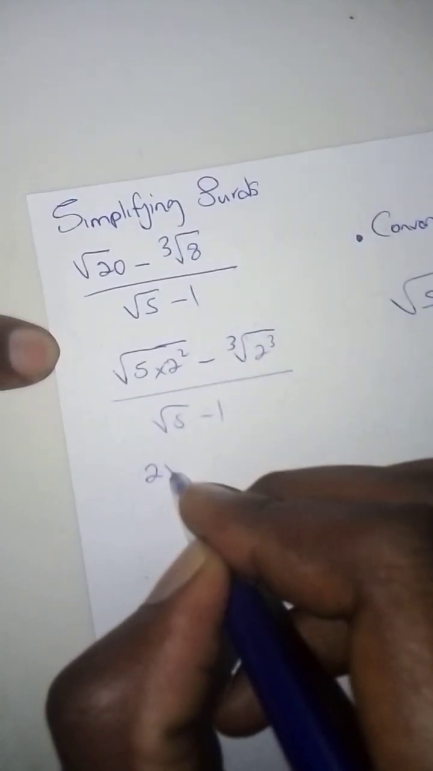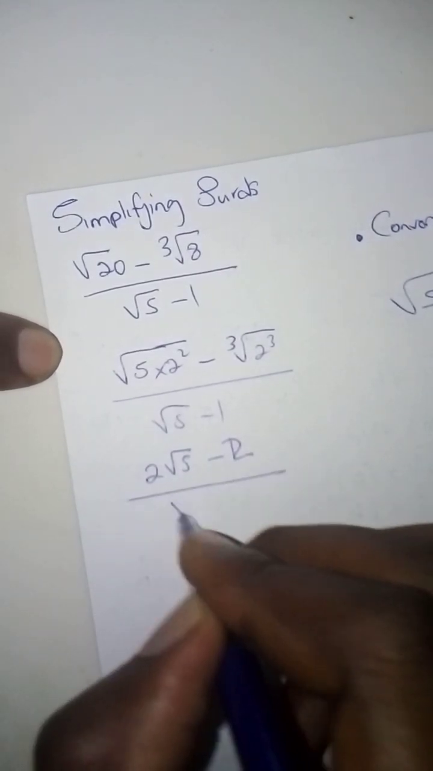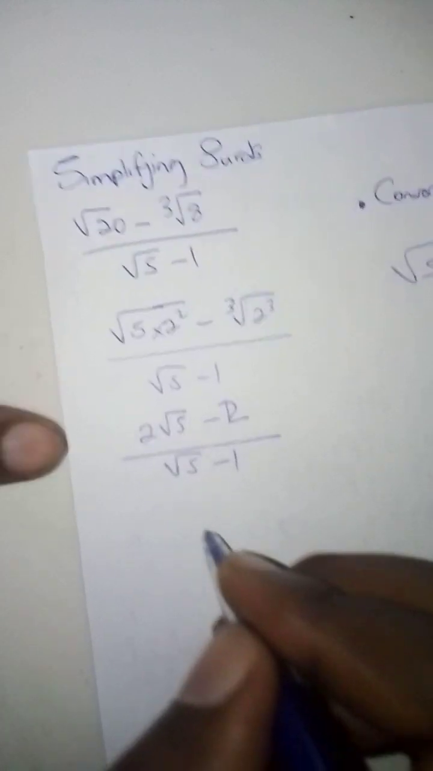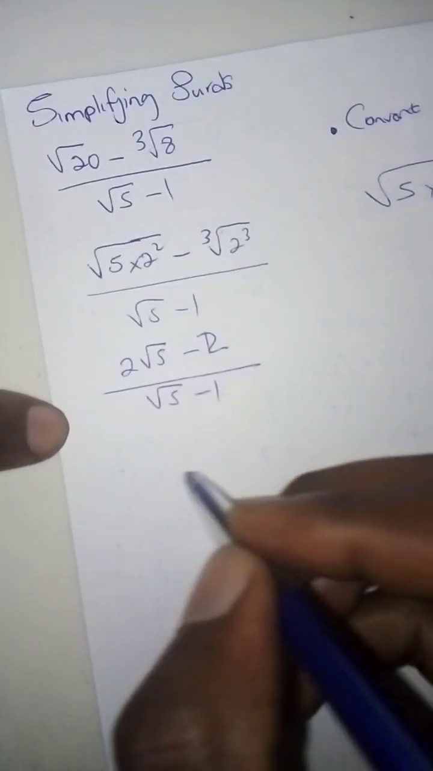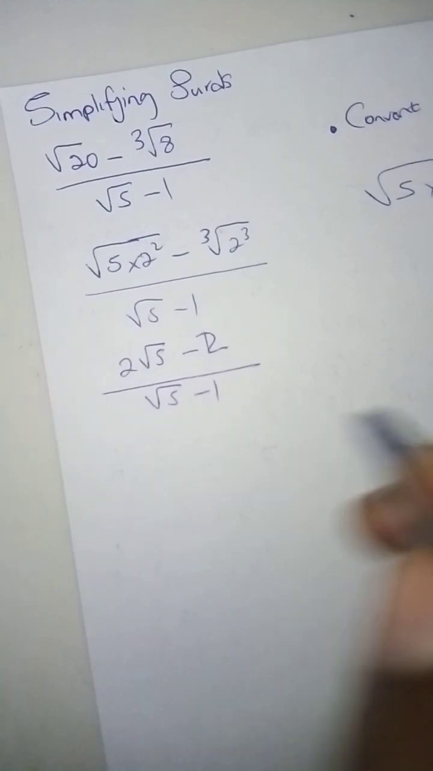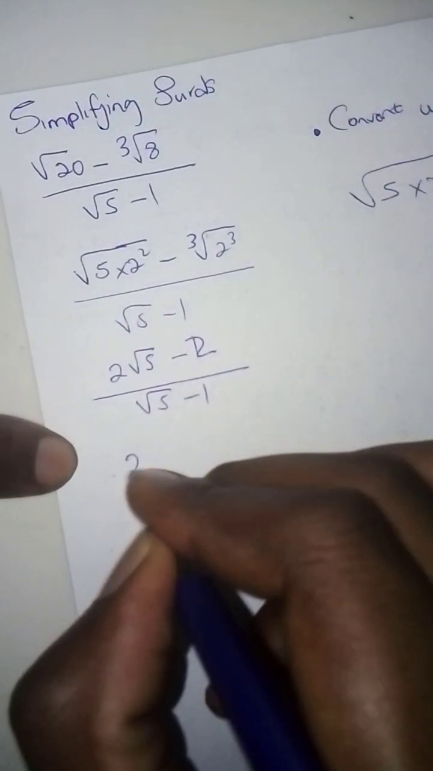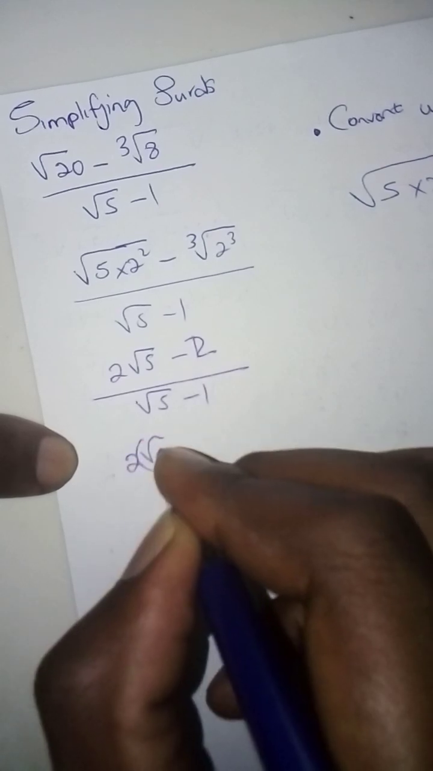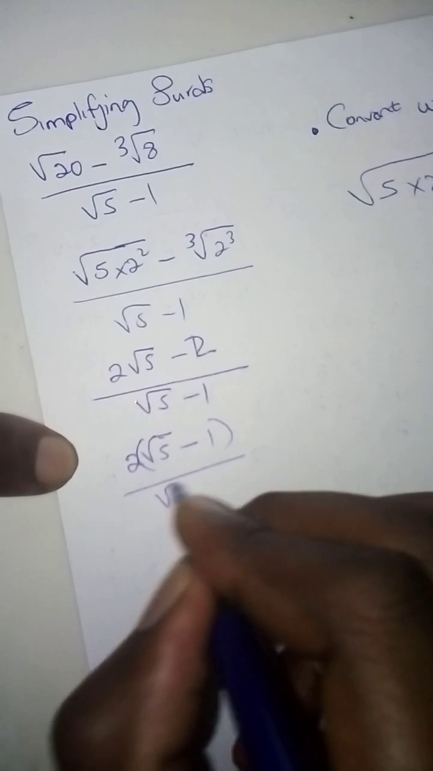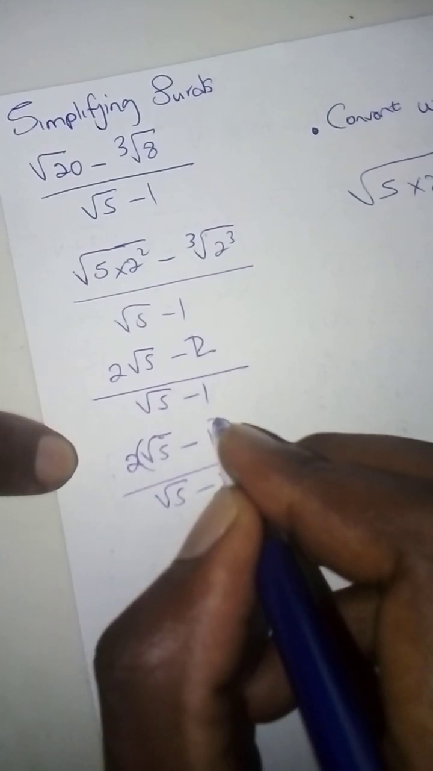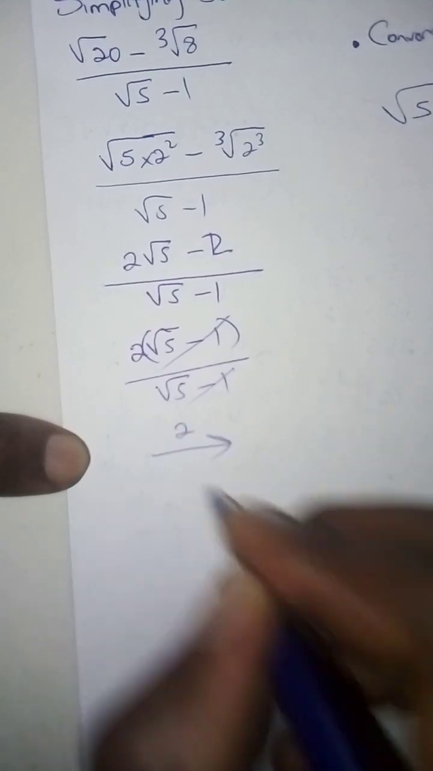So now we have 2 square root of 5 minus 1, minus 2, divided by square root of 5 minus 1. So now we can see that 2 is our highest common factor, therefore we can take it out and factorize our expression. So now this would mean that we have 2 open bracket square root of 5 minus 1, over square root of 5 minus 1. Therefore we can cancel them out, right? This would mean that we have 2.